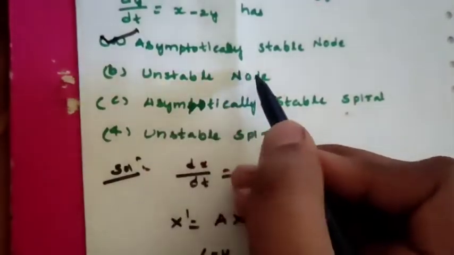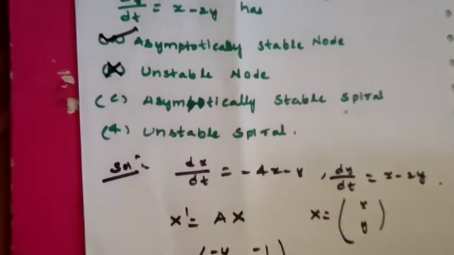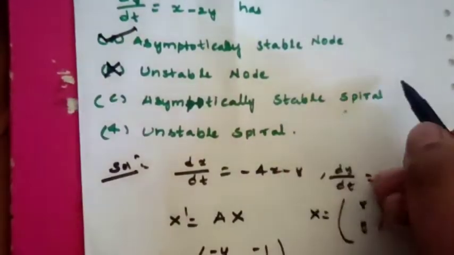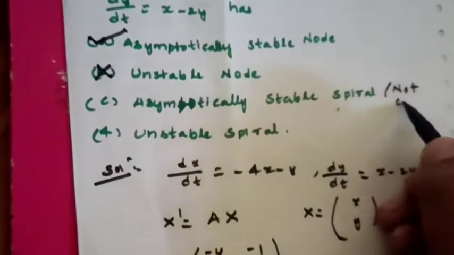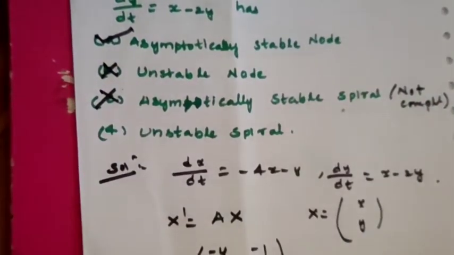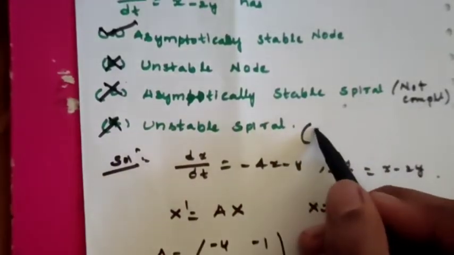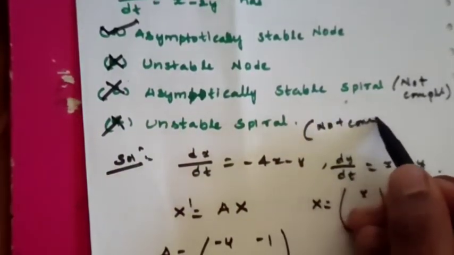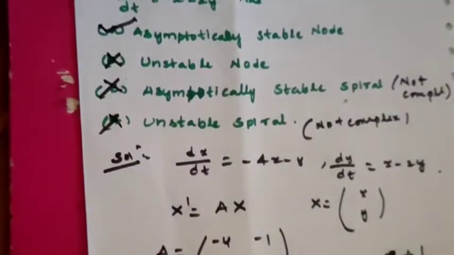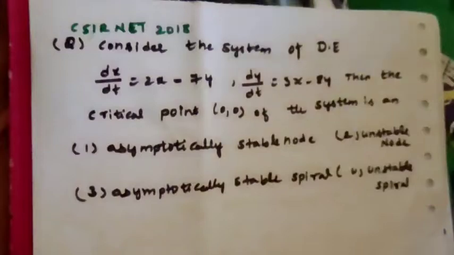Unstable node is a wrong option. Asymptotically stable spiral, but these are not complex roots, that's why we directly eliminate this. And unstable spiral is also wrong because the given eigenvalues are not complex. Like this we eliminate the options. Now we have to solve one more problem asked in CSIR NET 2018.